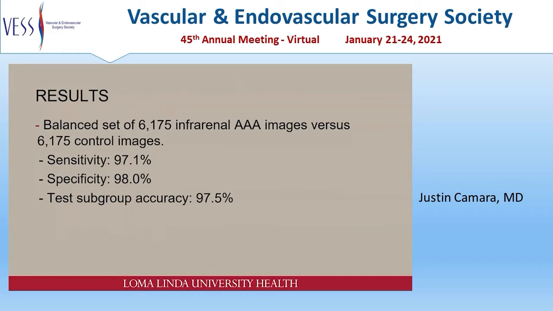In the analysis of 6,175 infrarenal abdominal aortic aneurysm images versus 6,175 control images, our model had a sensitivity of 97.1%, specificity of 98.0%, and a test subgroup accuracy of 97.5%.